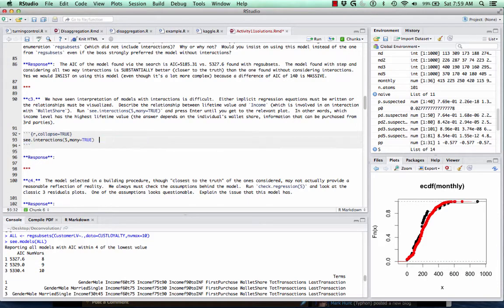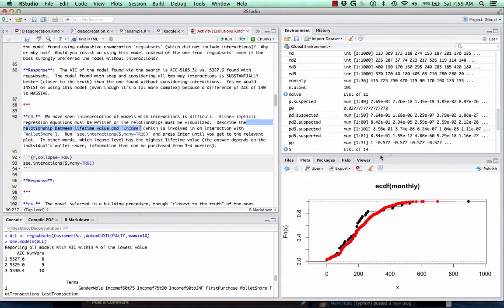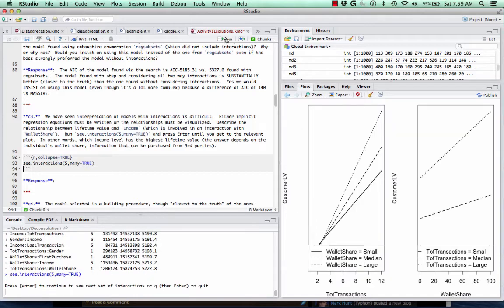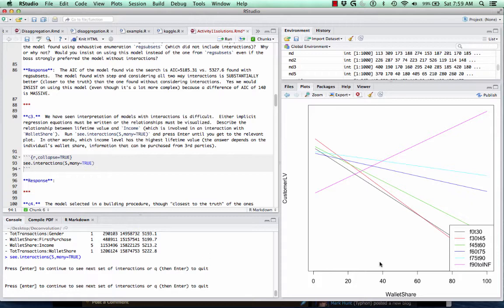So we're asked to describe the relationship between the lifetime value of the customer and income. And in this case, it has an interaction with wallet share. So let's figure out what this relationship looks like. All right, well, that's wallet share total transactions. That's wallet share and income. All right, so this is what we want to talk about. We're describing the relationship between customer lifetime value and income. And we're asked which level of income has the highest lifetime value. And the answer actually depends on the individual's wallet share.